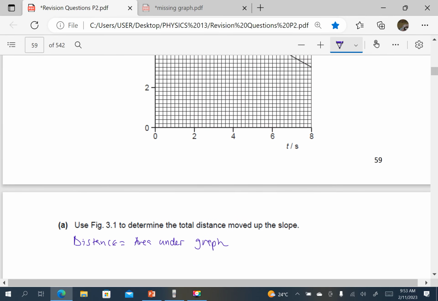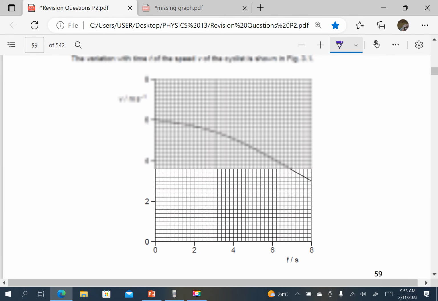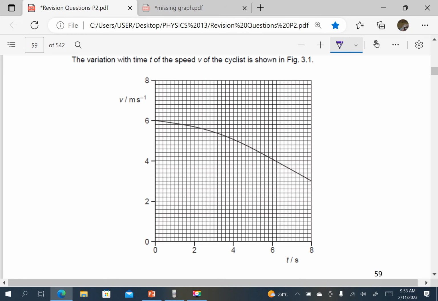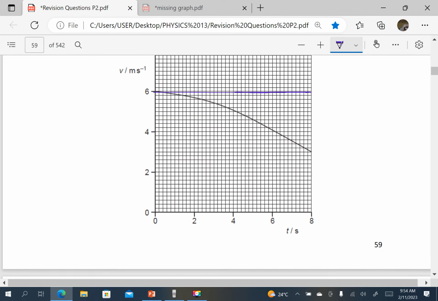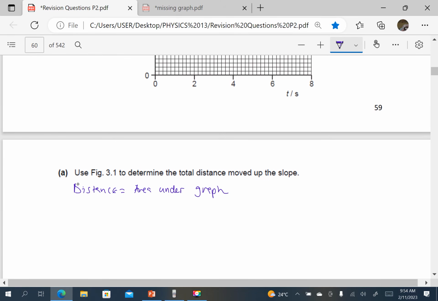Me, I would prefer to first of all get a rectangle from this graph. So I'm drawing a rectangle. So that is a rectangle. I'll find the area of the rectangle, which is going to be 8 times 6. That is for the rectangle.